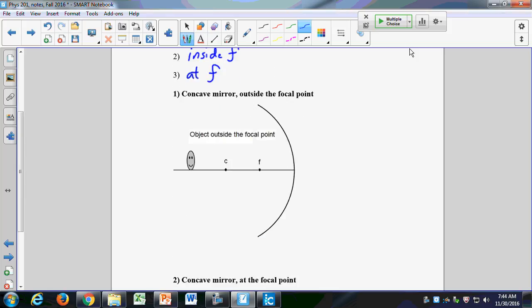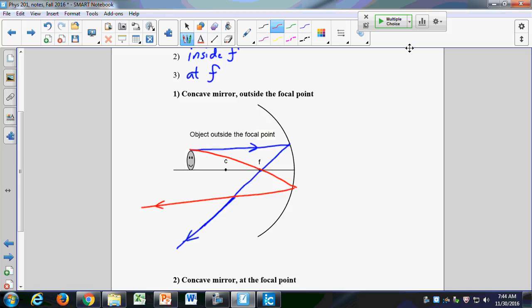So outside the focal point, I can draw my three rays. Ray number one, parallel to the axis, and through the focal point. Ray number two, through the focal point, and parallel to the axis. All right, so now I have enough rays to draw where my image is. My image, then, is going to be right here, and it's going to look like this.